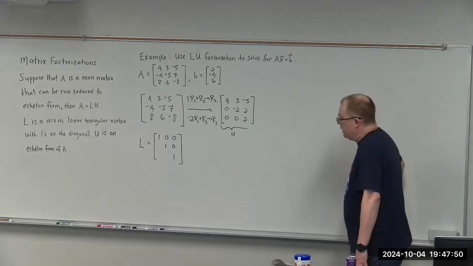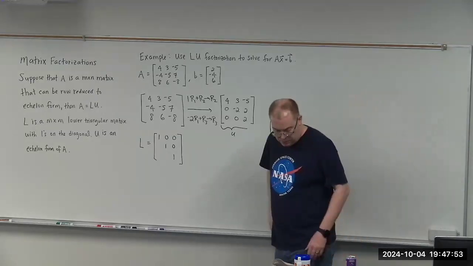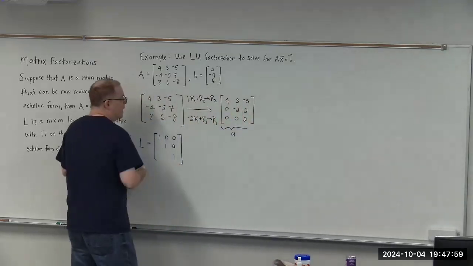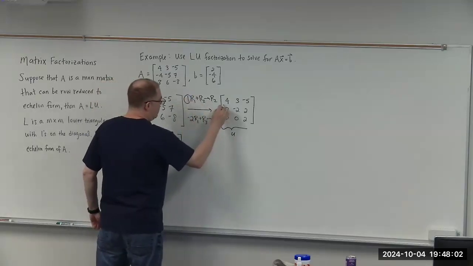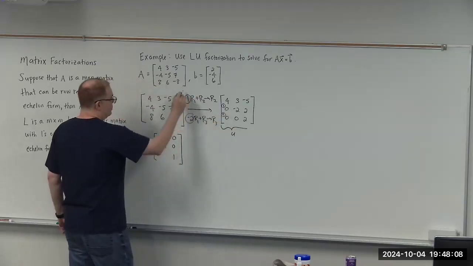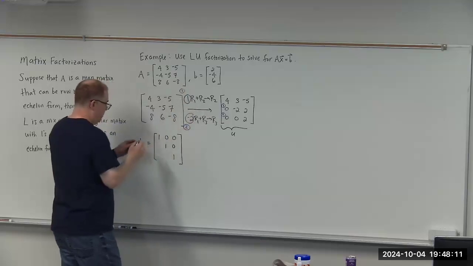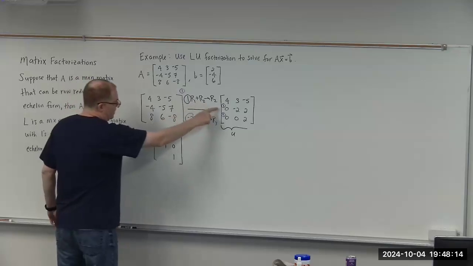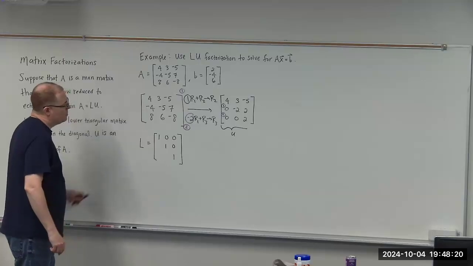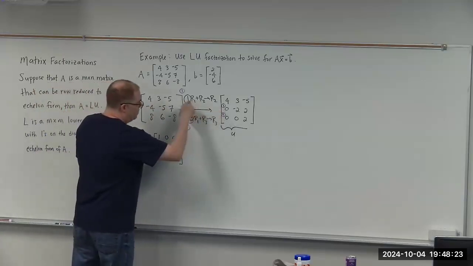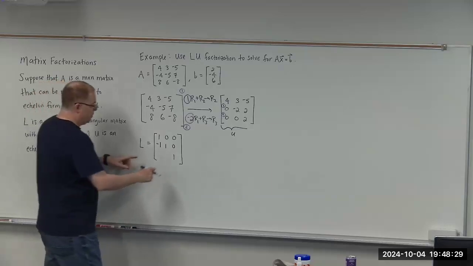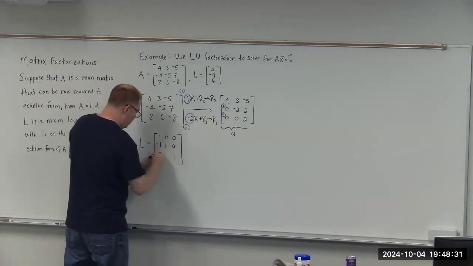So again, how do we get L? We go back to our row operations. We used one here to make that zero. We used minus two here. So the first step and then the second step. For L, because we used one to make that zero, this is going to become minus one. So you take the opposite value. And for this part, we used minus two, so this is going to become two.